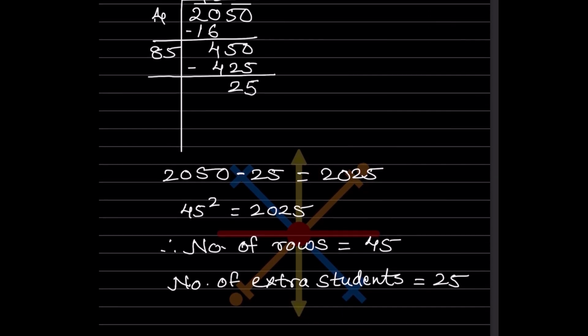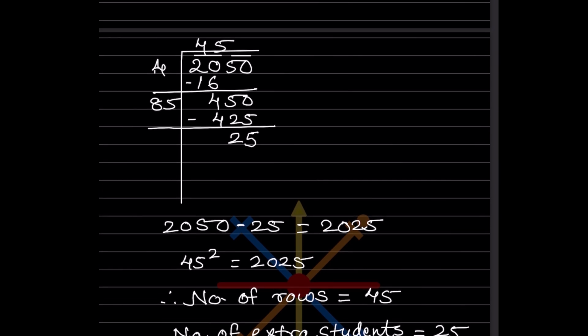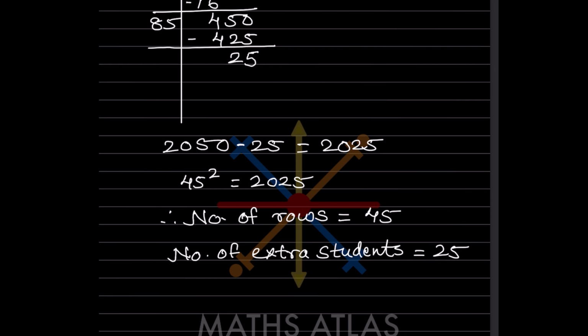So the number of rows we got is 45, and the number of extra students is 25. So this is the answer.